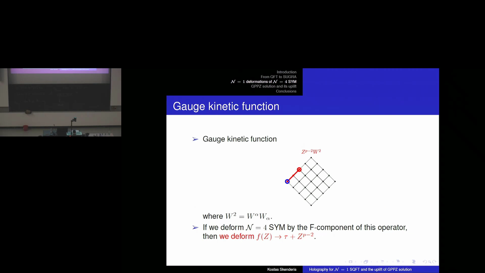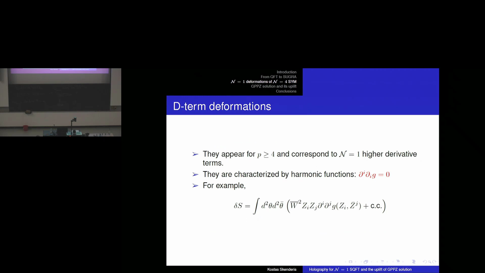Okay, now moving on into the classification. If you're interested in studying deformations of the gauge kinetic function, then you should look at this type of superfields over here. So you start at the top with Z to the P minus 2 W squared, and this is the deformation. And this deforms the gauge kinetic function by Z to the P plus 2. And if you're interested in D-term deformations, first of all, this appears only when P is greater or equal to 4. So all of this corresponds to N equals 1 high derivative terms.